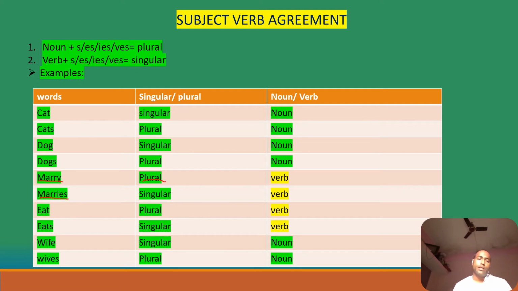Still, we see here the case of wife. Wife is a noun. So wives is the plural form of wife. So this is plural, and wife is singular. Okay. If you are sure about this, then we'll move forward.